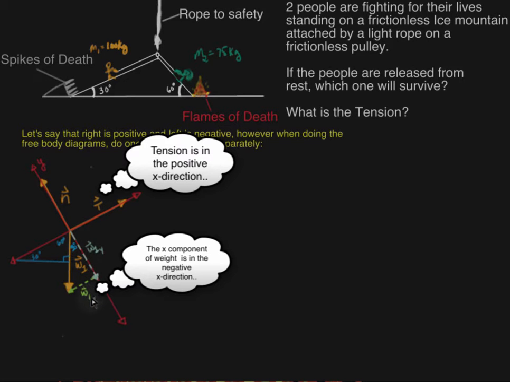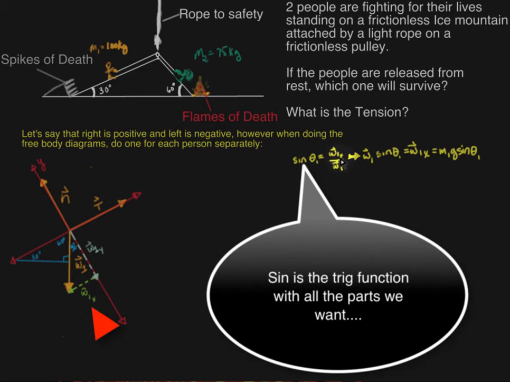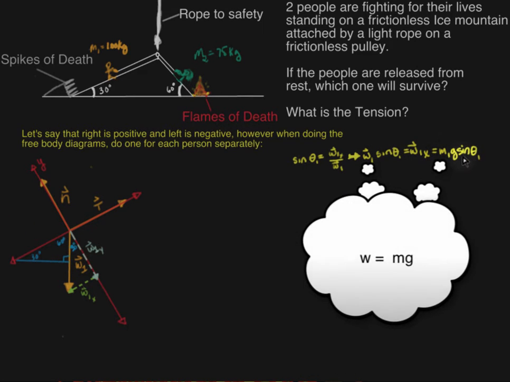So now we can ask ourselves which trig function has the opposite side and the hypotenuse. That would be sine. So we can use sine to determine what the x component is in terms of the weight vector. Sine is opposite over hypotenuse, and then multiply by W1. Remember, weight is equal to mass times gravity, and there is W1 in the x direction.